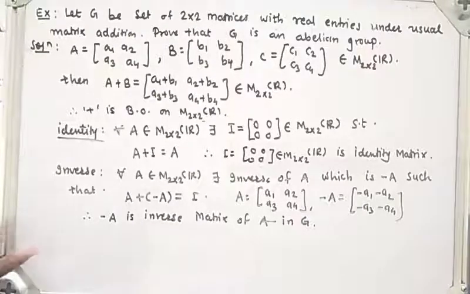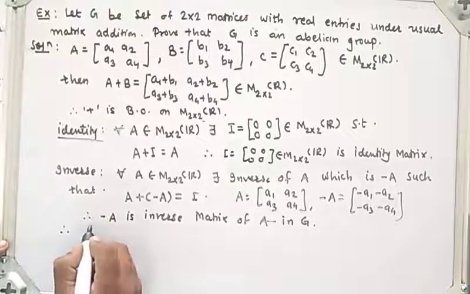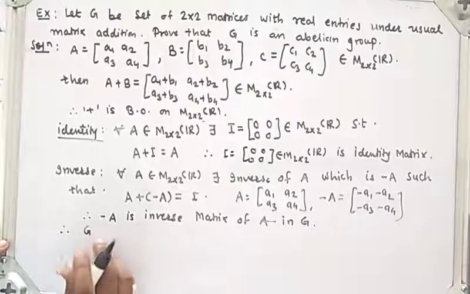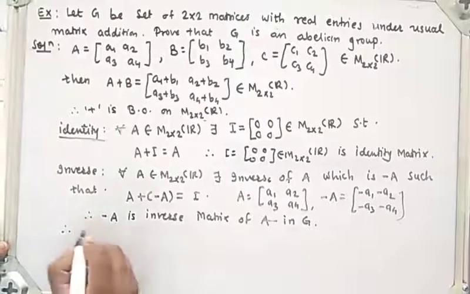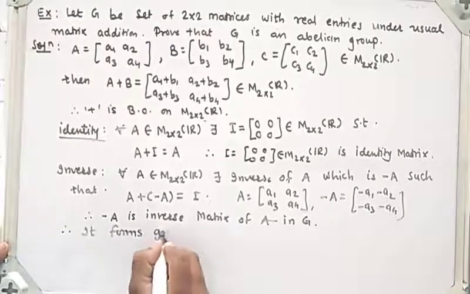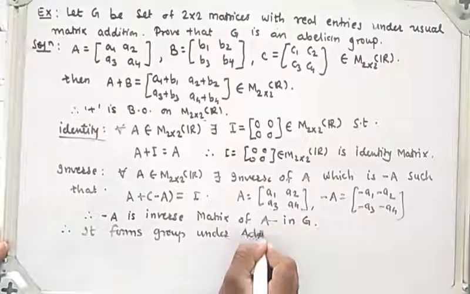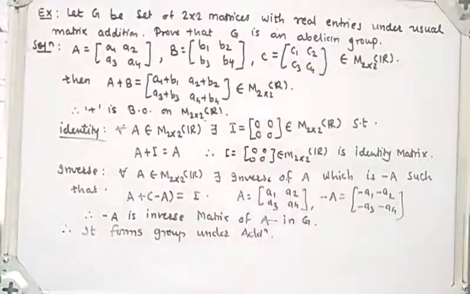So all four properties are satisfied, therefore we say that it forms a group. Therefore G, with the set of all 2 by 2 matrices, forms a group under addition. Now next, to check whether it is an abelian group.